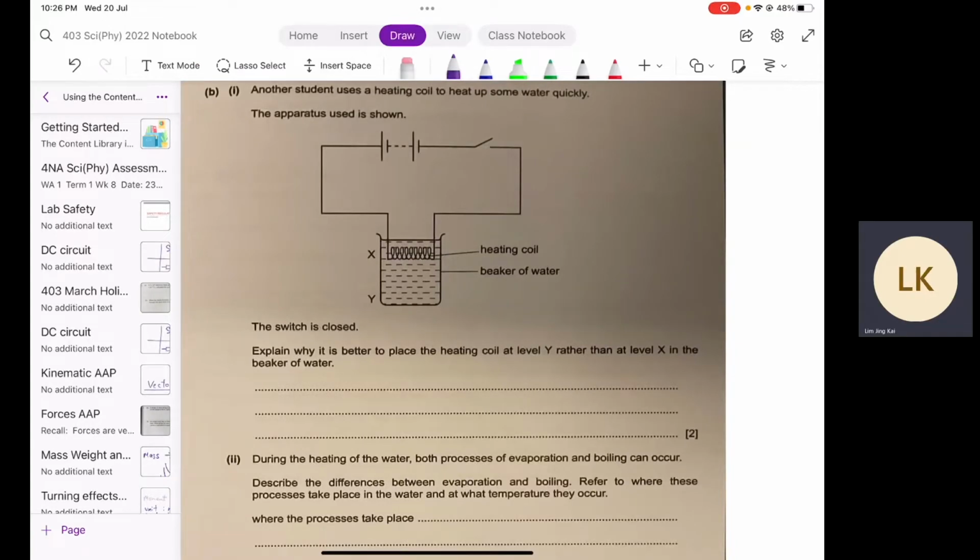Okay, students, I shall now explain 2021 N-Level Science Paper 2. Okay, the last question, part 1.